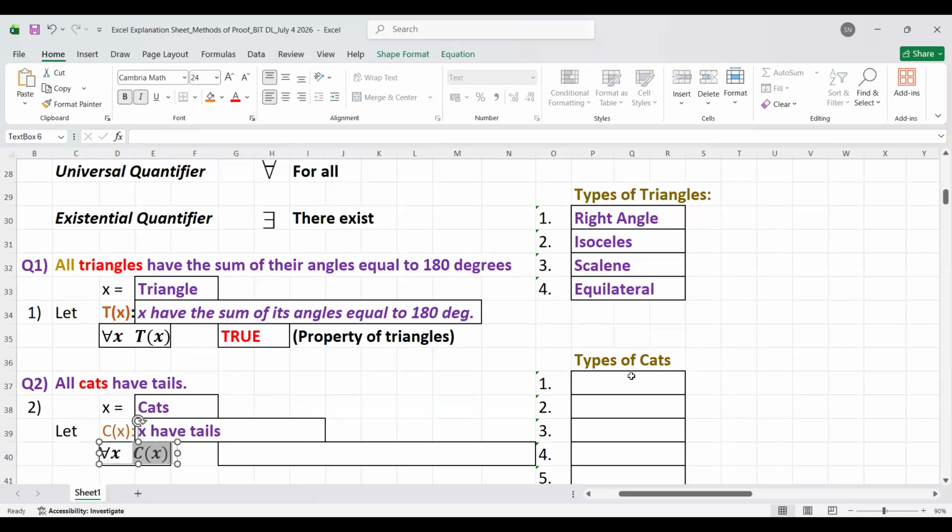Now, what type of cats do you know? Now we are going to interrogate this to find out whether it's true or false. What are the family of cats that you are familiar with or you know?